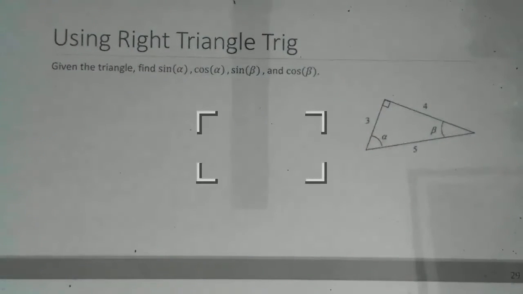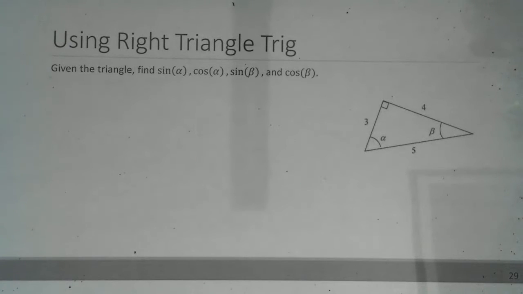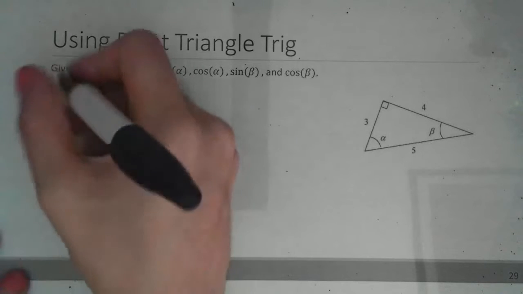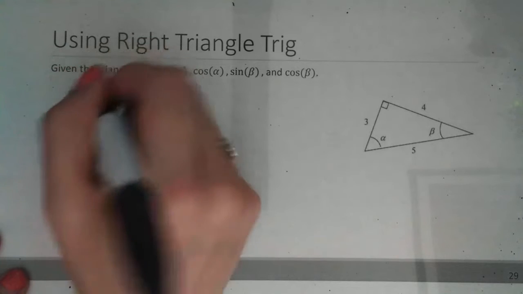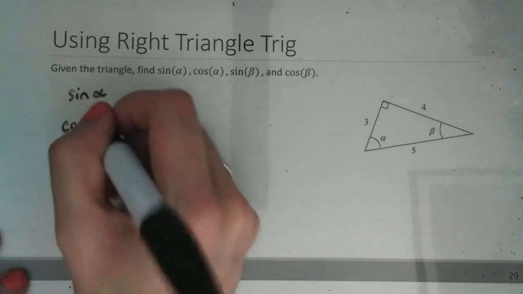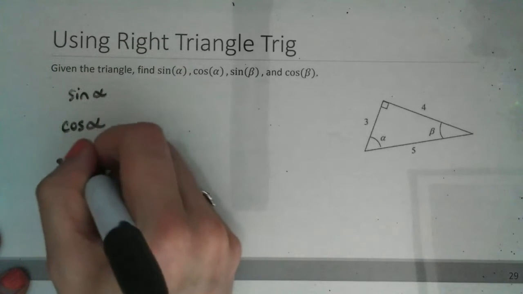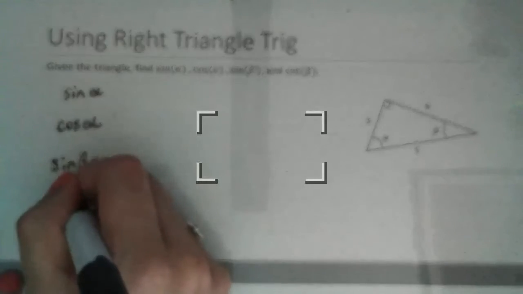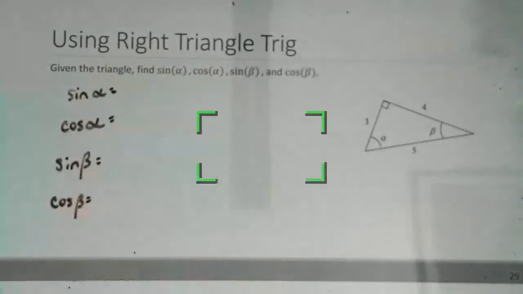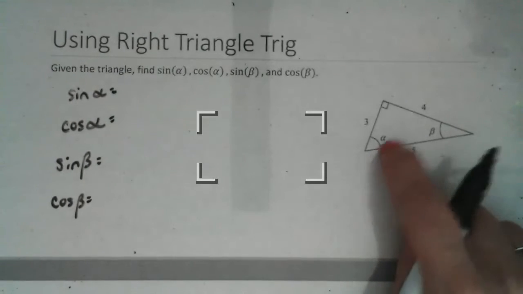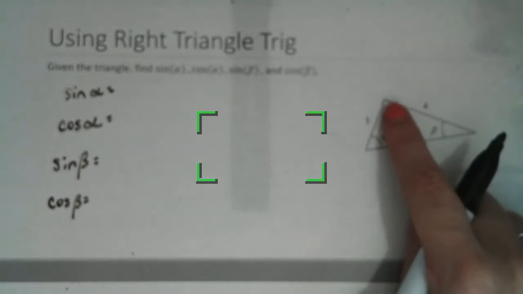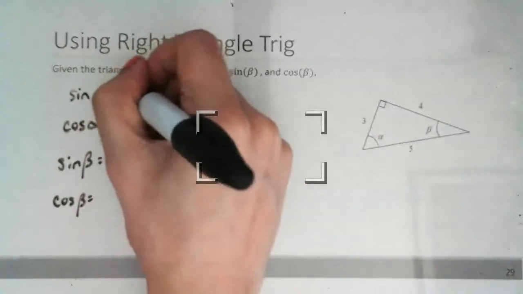So we're going to see if we can use some of this right triangle trig. Here I have a triangle with sides labeled 3, 4, and 5, and then we have angles alpha and beta. We want to see if we can find the sine of alpha, the cosine of alpha, the sine of beta, and the cosine of beta. So sine is opposite over hypotenuse. From alpha, the opposite side is 4, and hypotenuse is always across from the right angle, so that'll be 5. So our sine of alpha will be 4/5.